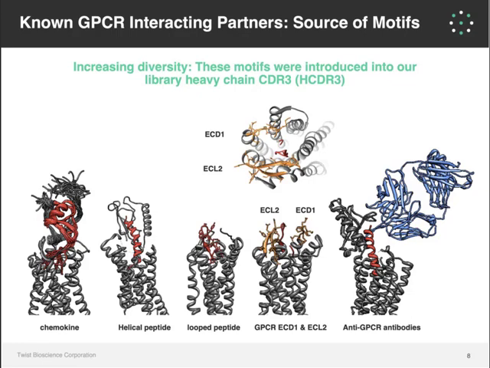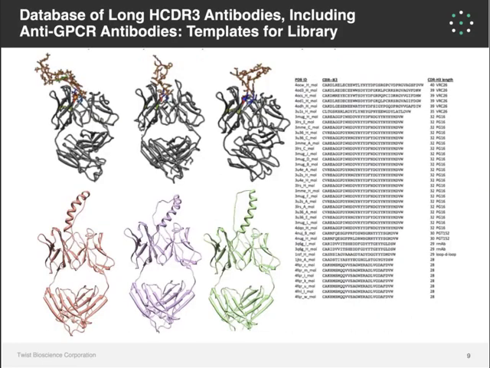So again, the idea is we synthesize this very large oligo pool of over 100,000 oligos that encode for all these motifs, and now we're going to attempt to graft them into an antibody heavy chain CDR3 loop to enable that library to go after any GPCR we wish. But before we could do that, we had to create that antibody scaffold that would accept those motifs.